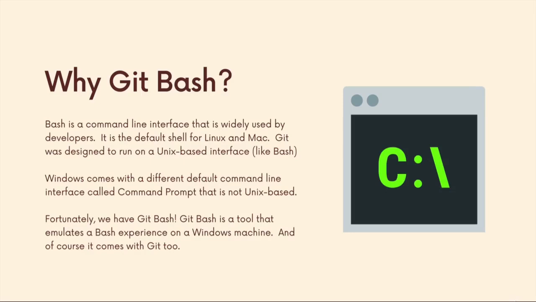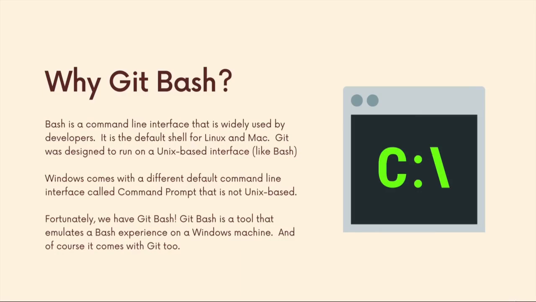The problem we run into on a Windows machine is that Windows doesn't come with a Unix-based prompt by default. Windows comes with a different command line interface called Command Prompt. It's not Unix-based. If you don't know what Unix is, it's not a big deal. You don't need to know what it is. It just causes an issue here. Git wants to run with a Unix-based interface.